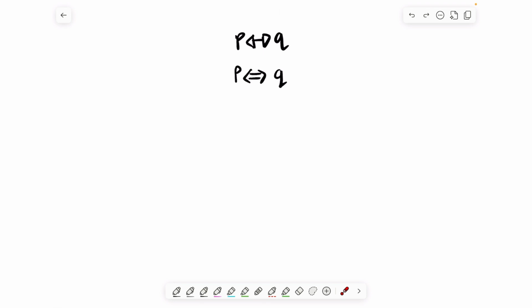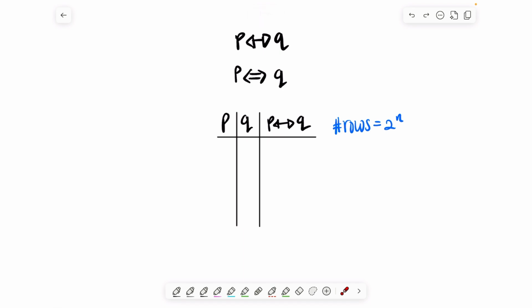Now, how do I create a truth table for this compound proposition? Well, I see two propositions, so I'm going to do two columns for each of the propositions that I have, and I'm also going to do one column for the compound proposition itself because that's what I want to actually find the truth values of. How do I fill in the table? Well, first of all, how many rows do I need? The number of rows is always equal to 2 to the n, where n is the number of propositions. We know that we have two propositions, so that's 2 to the second power, which is equal to 4. So we're going to have 4 rows.